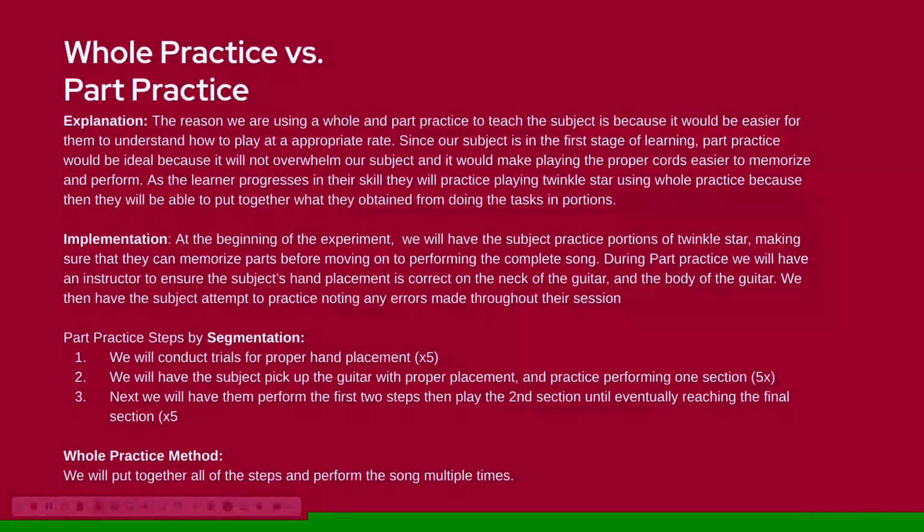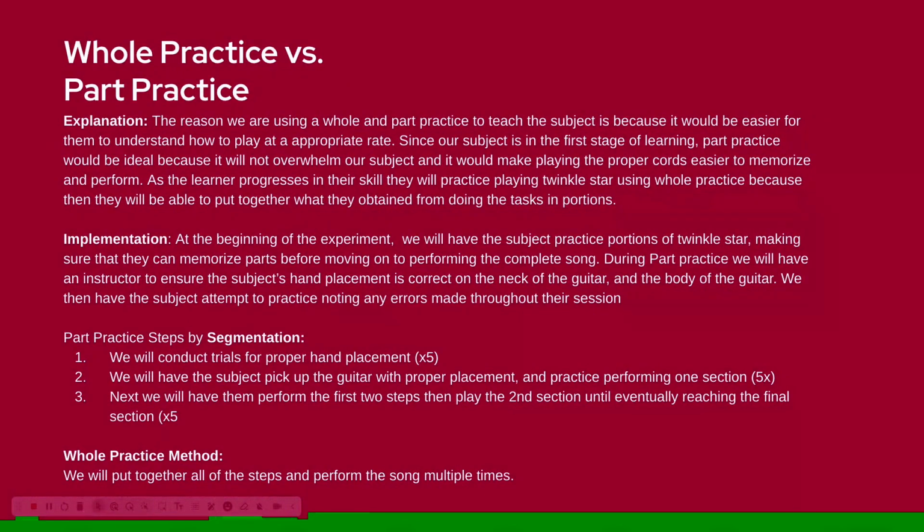Whole practice versus part practice. Now here's the explanation. The reason we're using a whole and part practice to teach a subject is because it would be easier for them to understand how to play at an appropriate rate. Since our subject is in the first stages of learning, part practice would be ideal because it would not overwhelm our subject and would make playing the proper chords easier to memorize and perform. As the learner progresses in their skill, they will practice performing Twinkle Star using whole practice because then they will be able to put together what they had obtained from doing the tasks in portions.